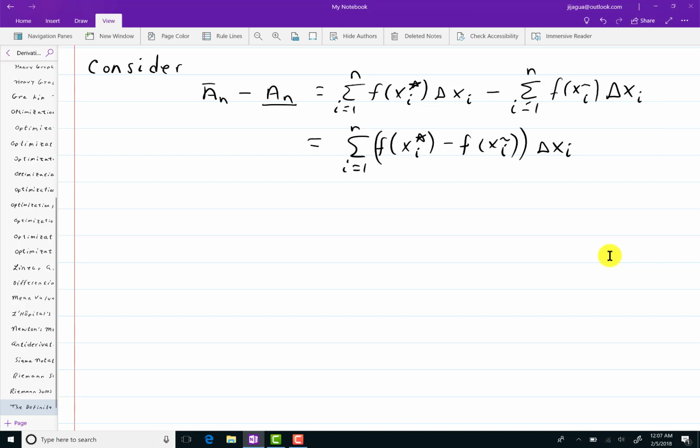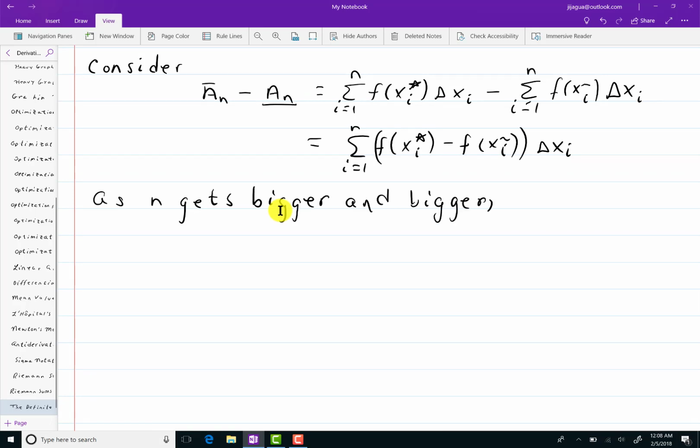Basically, we do this. If you look at this, the rule is, as n gets bigger and bigger, the partitions become finer, finer, and finer.